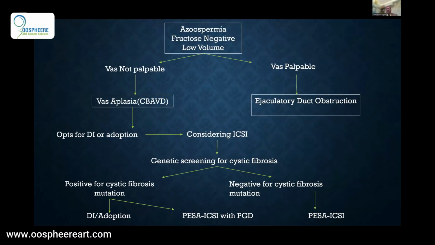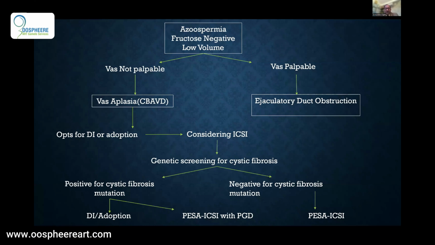Now, if you have azoospermia, fructose negative and low volume, then obviously this is clearly obstructive, less likely distal obstruction. So you have to palpate the vas. If the vas is palpable, then it is ejaculatory duct obstruction because the obstruction is beyond the vas. But if the vas is not palpable, there is a high possibility of congenital bilateral absence of vas deferens, and you have to screen this husband before you do any TESA or PESA, because here you have to screen for cystic fibrosis.